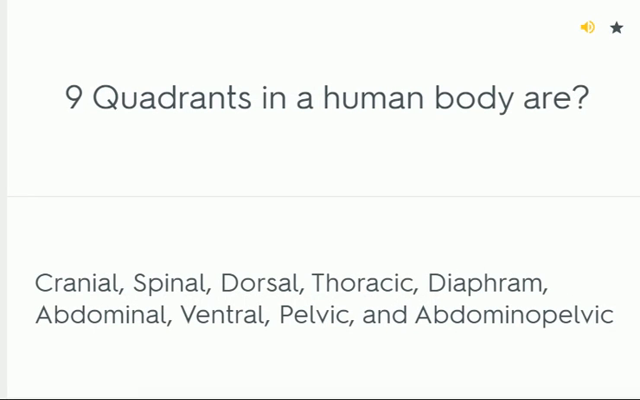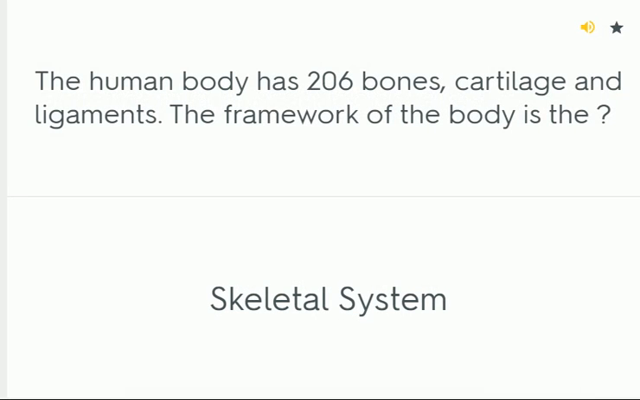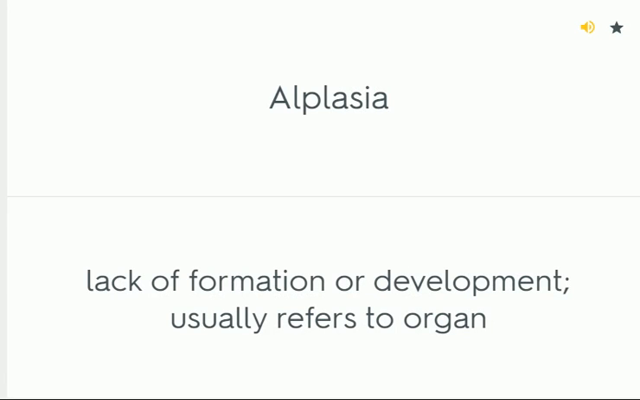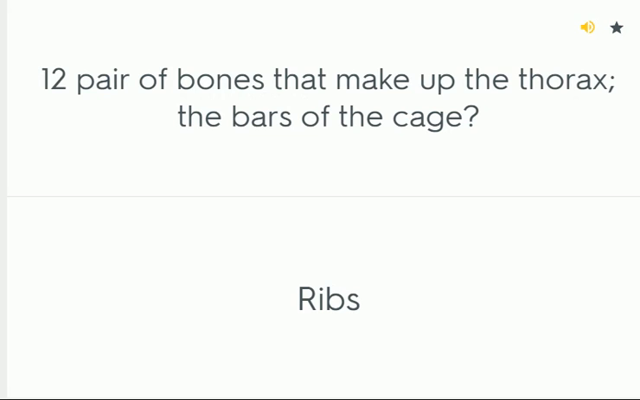Nine cavities in the human body are cranial, spinal, dorsal, thoracic, diaphragm, abdominal, ventral, pelvic, and abdominopelvic. The human body has 206 bones, plus cartilage and ligaments. The framework of the body is the skeletal system. Aplasia, lack of formation or development, usually refers to an organ. Twelve pairs of bones make up the thorax, the bars of the cage: the ribs.